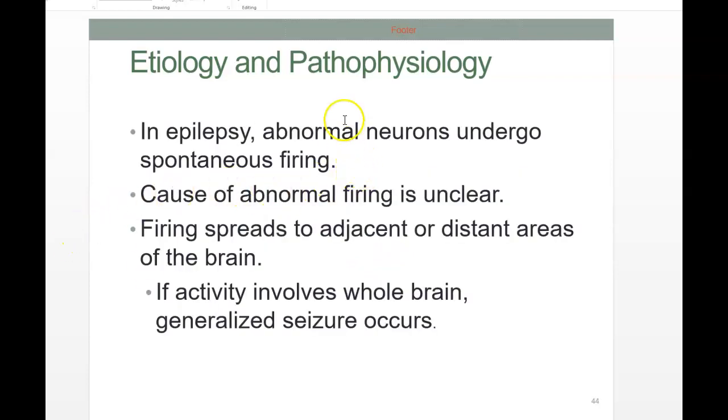In epilepsy, there are abnormal neurons undergoing spontaneous firing. The cause of abnormal firing is unclear, but firing spreads to adjacent or distant areas of the brain. If activity involves the whole brain, generalized seizures occur.